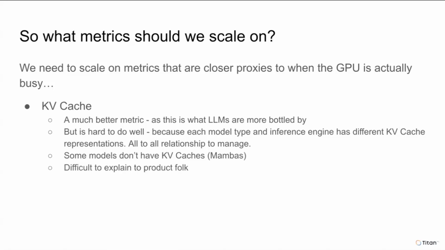Another reason why we don't love this metric is it's also very difficult to explain to product folk. If my product person tells me, okay, I want to be sure that my user never needs to wait more than X milliseconds for a response, talking to them about KV cache occupancy is just not going to be helpful for that conversation. So it's a very difficult translation to actual product behavior. And for all of these reasons, we don't use this to do our scaling.